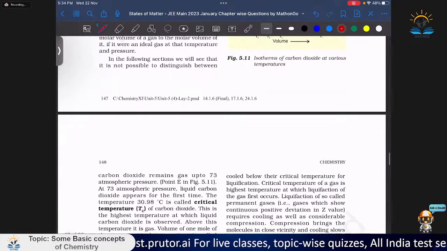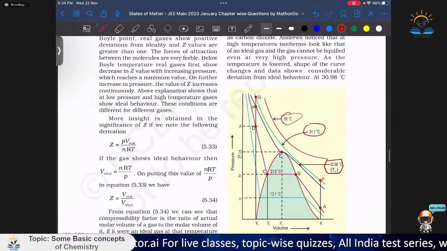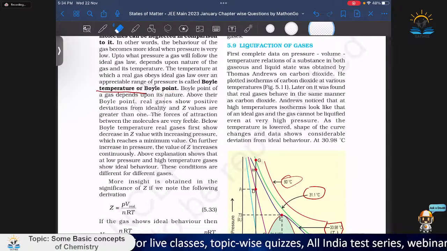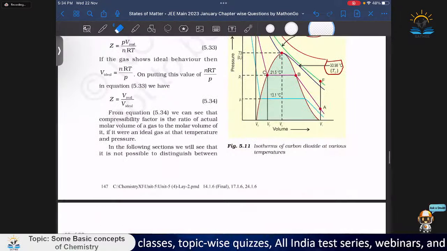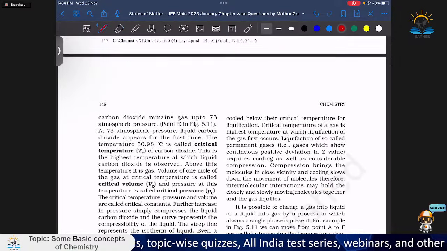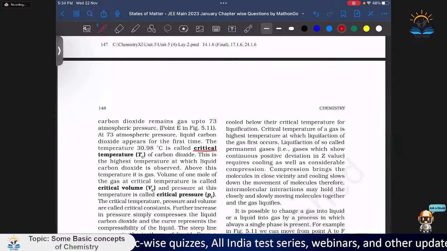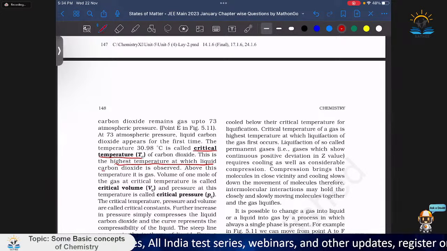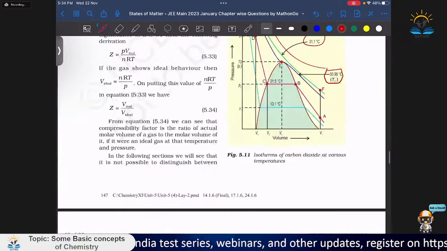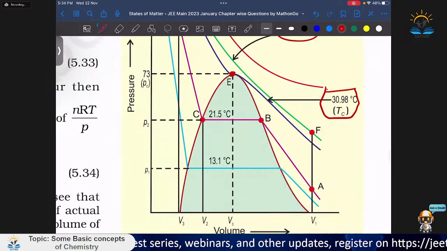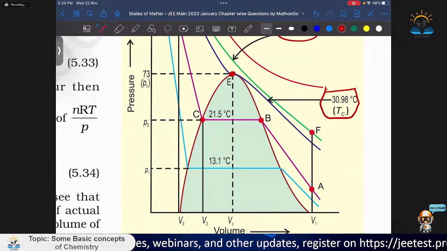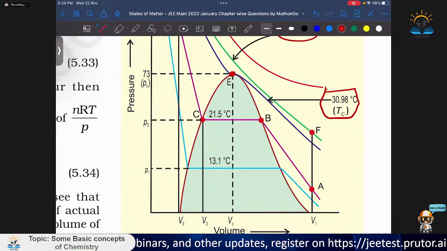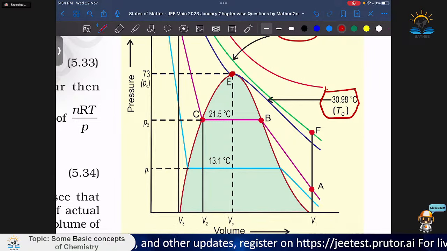Okay, I'm so sorry, this is not the Boyle's temperature, this is the critical temperature. We were at liquefaction, so this TC is known as the critical temperature. It is the highest temperature at which liquid can be observed. See, it is the highest temperature at which it is just touching the dome at this point. So we will just see liquid at this temperature. This is the highest temperature.